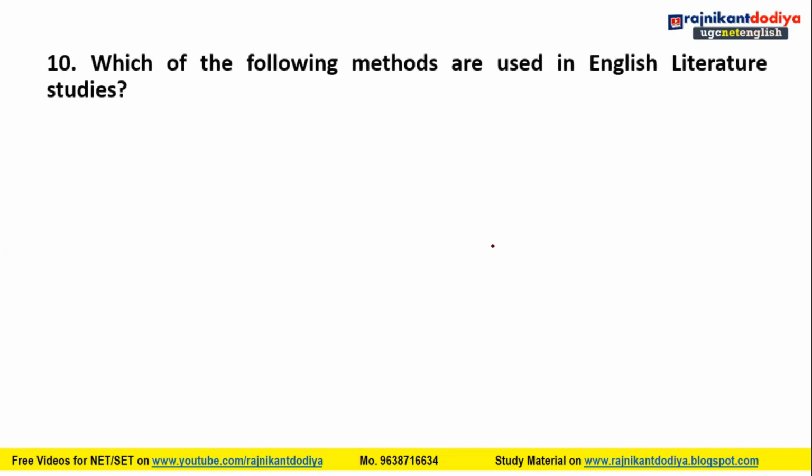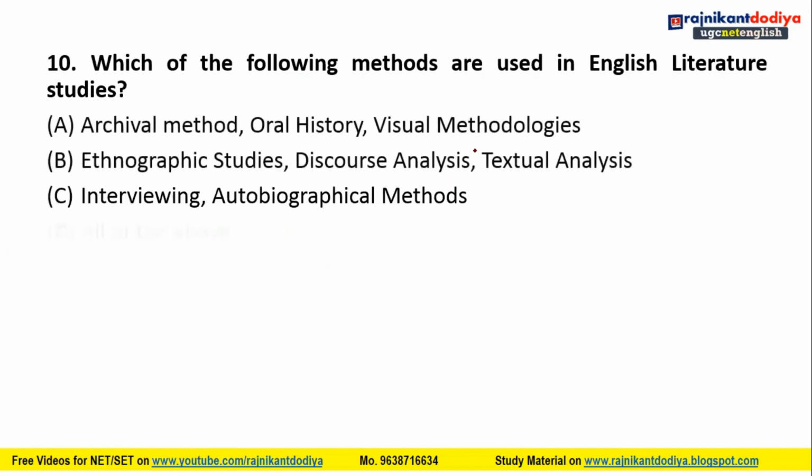Then friends, the 10th question and the last question: which of the following methods are used in English literary studies? So which methods are used, friends? That we have to identify. So four options are here. First one is archival method, oral history, visual methodologies, or option number B, ethnographic studies, discourse analysis, textual analysis, or interviewing, autobiographical methods, or all of the above, friends.